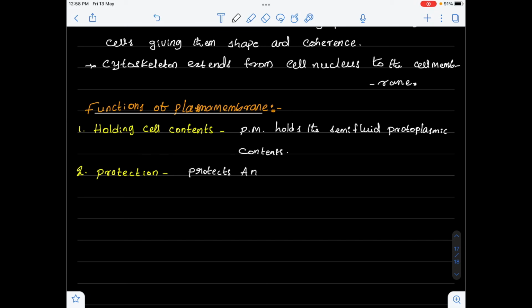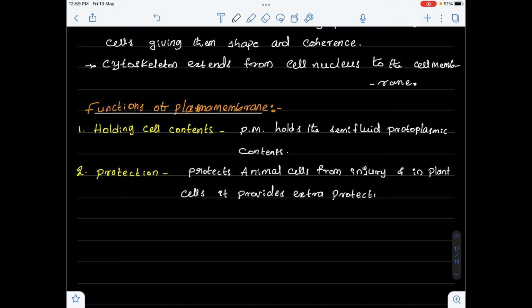It protects animal cells from injury, and in plant cells it provides extra protection and support.